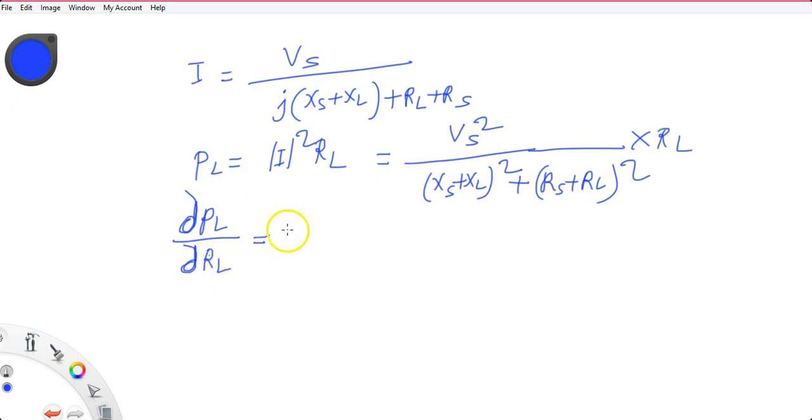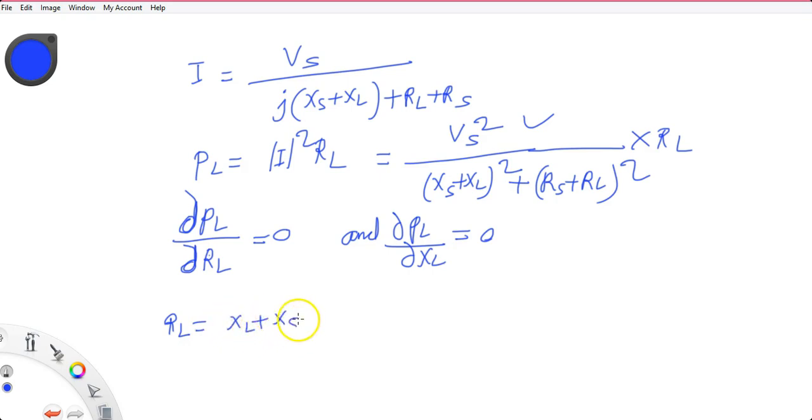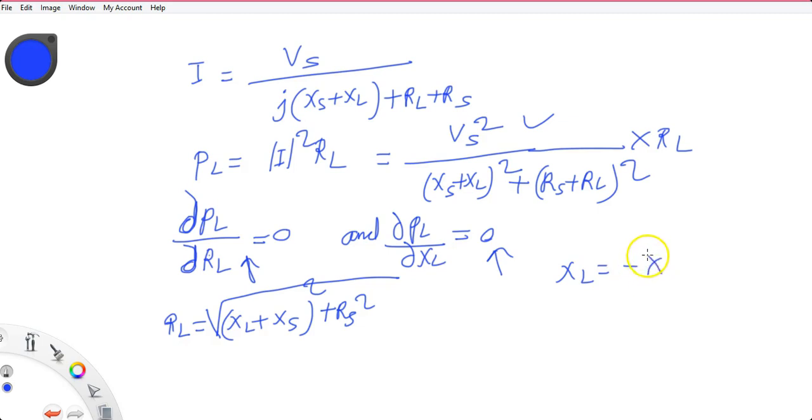dPL upon dRL should equal 0, and ∂PL upon ∂XL equal to 0. If you differentiate these equations, after manipulations you will find that RL is equal to the square root of (XL plus XS) square plus RS square. And from these equations, you will have XL equal to minus XS.